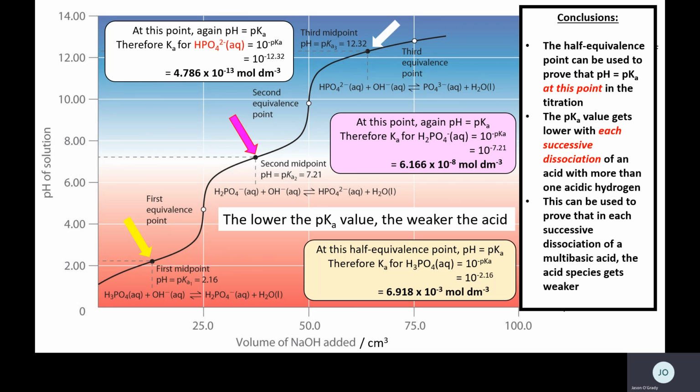This means that the lower the pKa value, the weaker the acid. And the conclusions we can make are that the half equivalence point can be used to prove that pH equals pKa at the point where half neutralization has occurred. The pKa value gets lower with each successive dissociation of an acid with more than one acidic hydrogen. And this can be proven via the use of a titration curve like this.